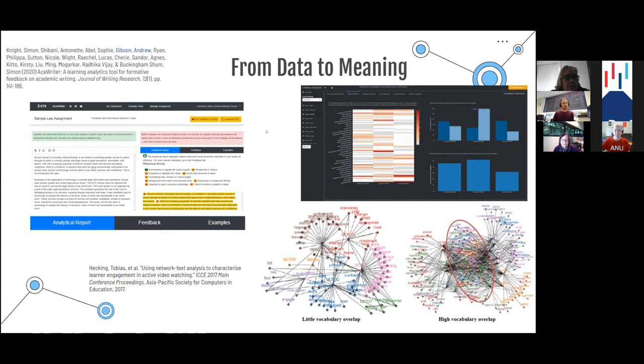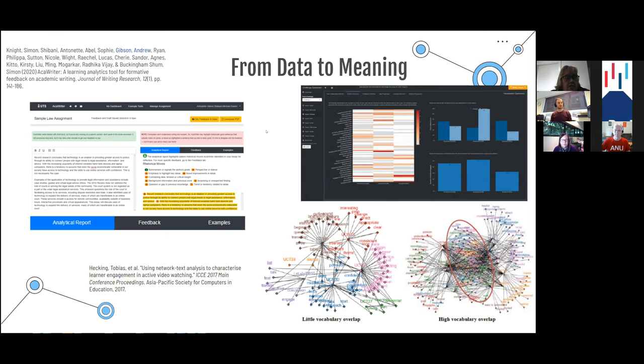So usually those dashboards, as Linda said, are not necessarily derived based on what we want to see, but mostly on what kind of data we have access to. And usually these are some kind of counts of clicks, how many times we watched the video, how many times we posted to discussion forums and so on.